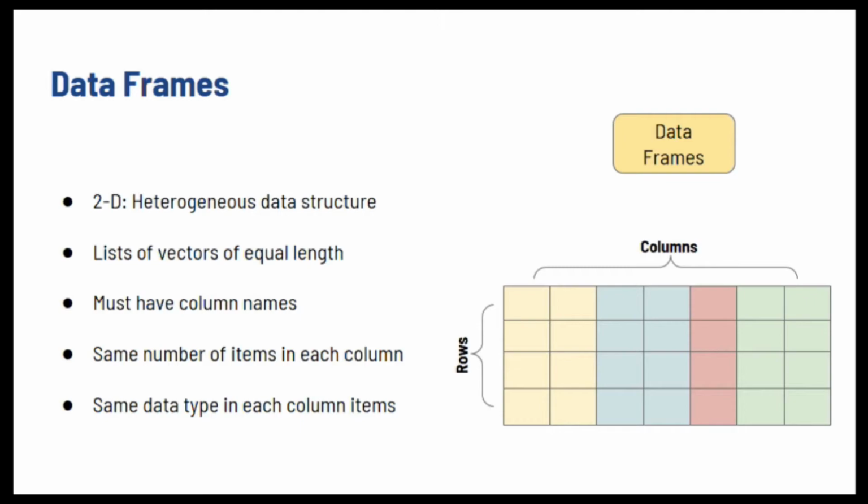Data frames are two-dimensional heterogeneous data structures. They are lists of vectors of equal lengths. A data frame must have column names, and each row should have a unique name. Each column should have the same number of items, and each item in a single column should be of the same type. Also, different columns can have different data types.